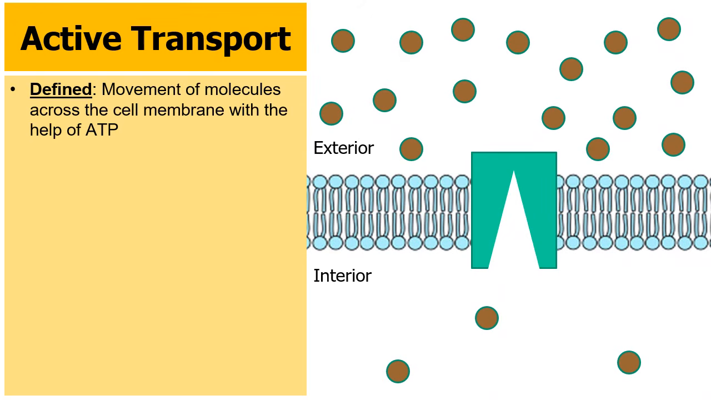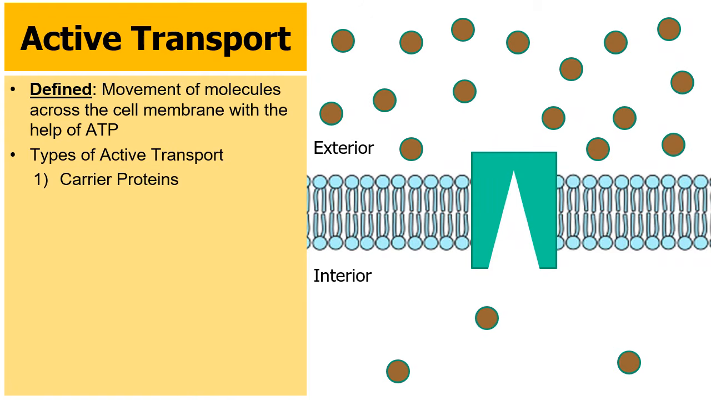So with active transport, it's the movement of molecules across the cell membrane, but this time with the help of ATP, adenosine triphosphate. This is the energy molecule created by the mitochondria. This is the molecule that gives the mitochondria the nickname of the powerhouse. Now, there's a few types of active transport we're going to talk about in this slideshow.